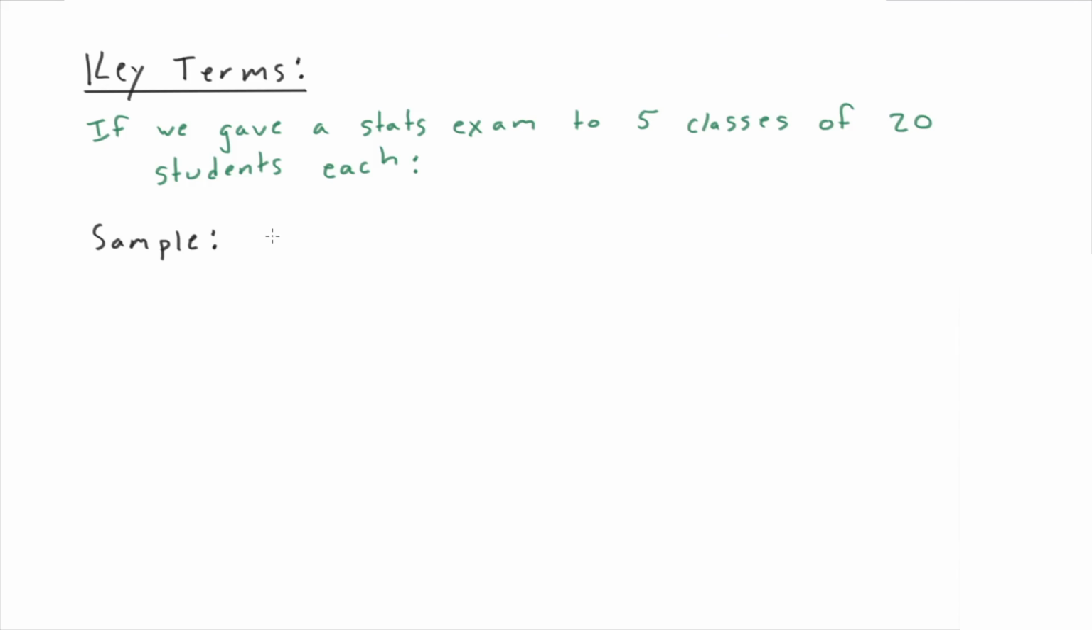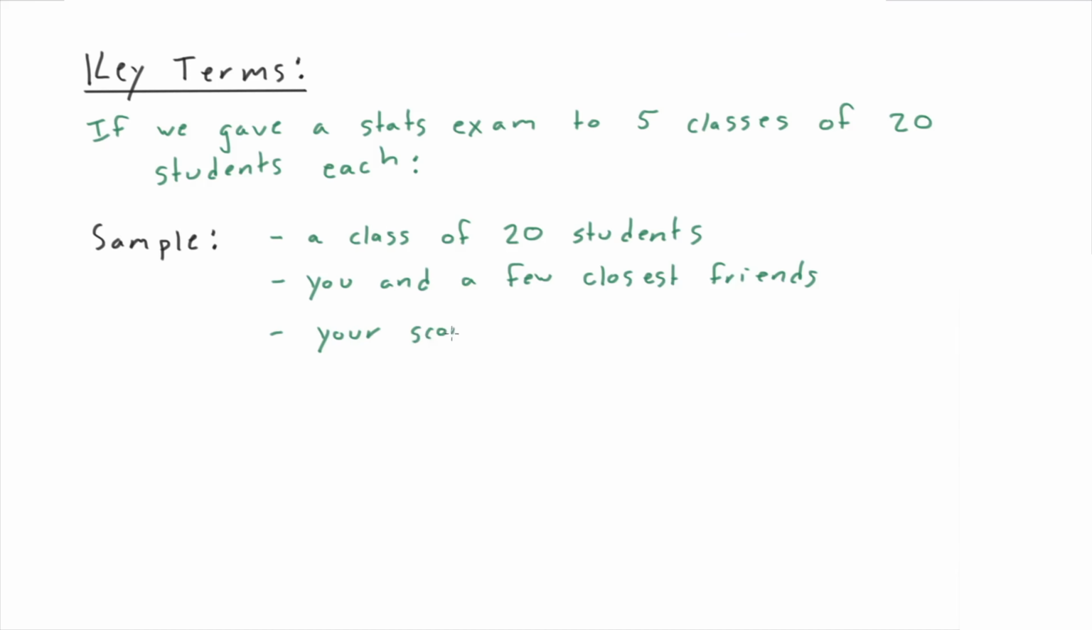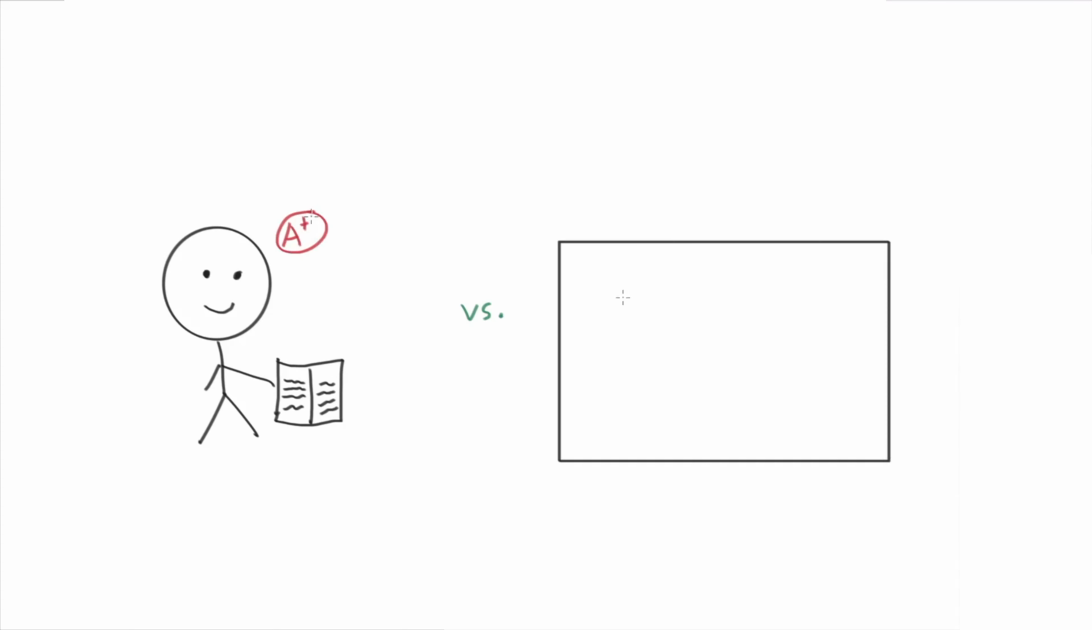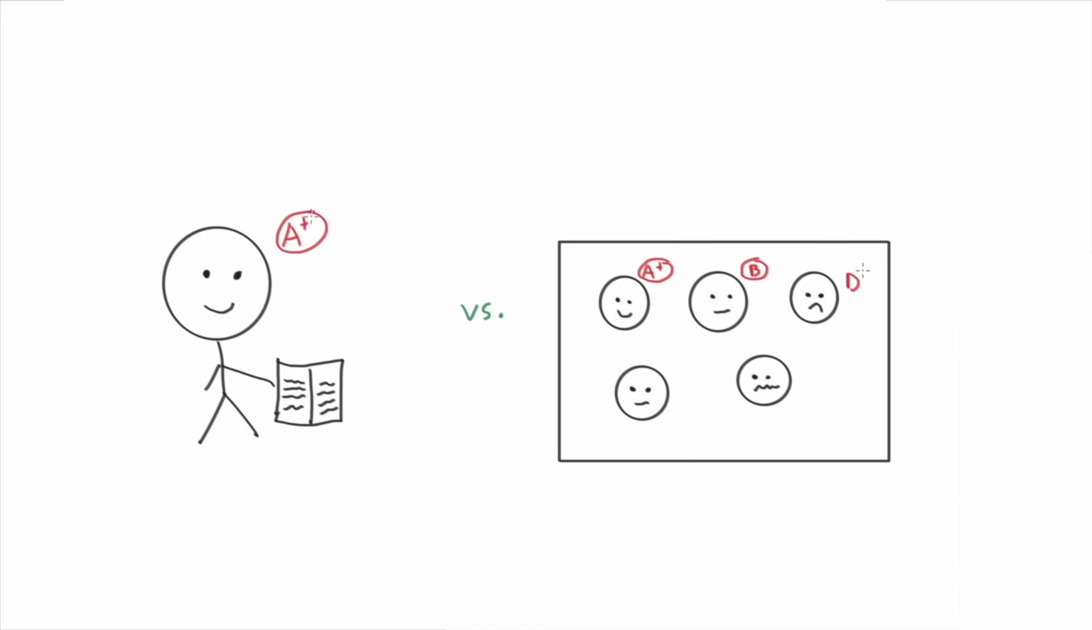A sample would be like the 20 students in your class, or maybe just the scores of you and your 4 closest friends, or maybe even just your score alone. Basically, any smaller part of the whole population, any subset, that would be your sample. Now, your score on its own would represent a sample of size 1, and your class's score would represent a sample of size 20.